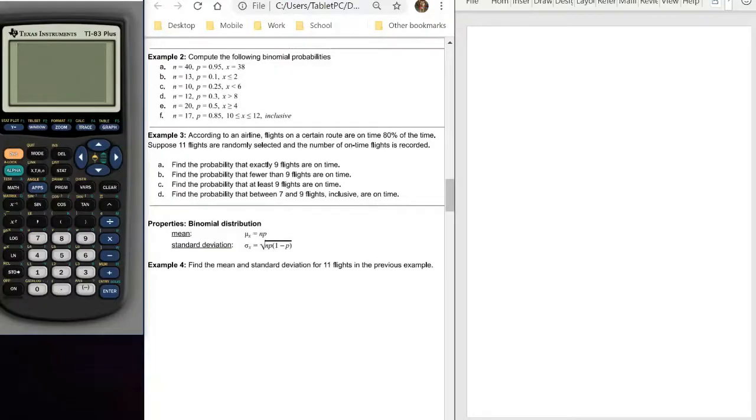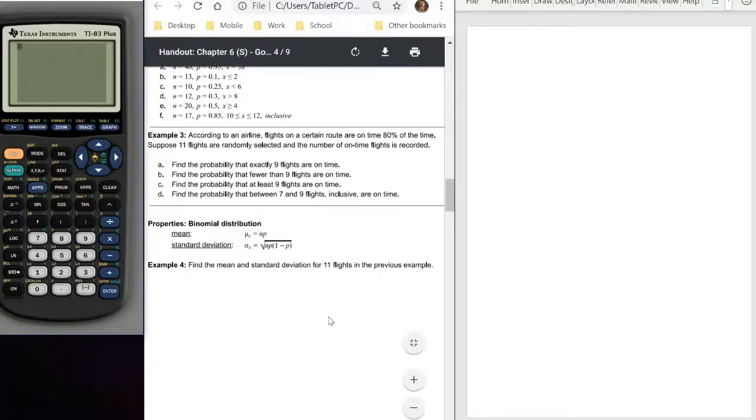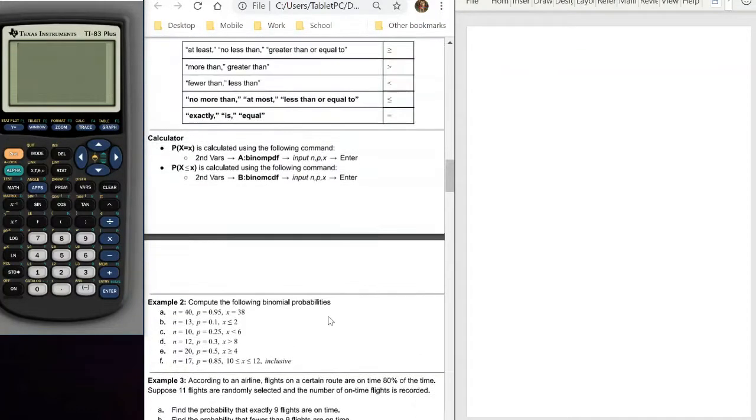In example 3, part B, now we're looking for the probability that fewer than 9 flights are on time. Remember, in binomial probability, it's all about keywords. What we're hoping for is either an equal sign, where we can use binom PDF, just like we did in the previous example, or a less than or equal to, because we can use binom CDF.